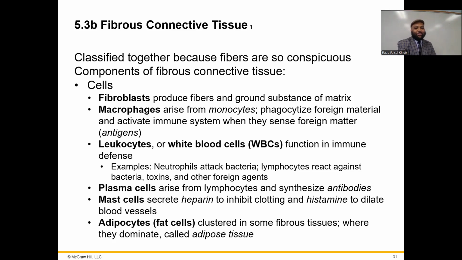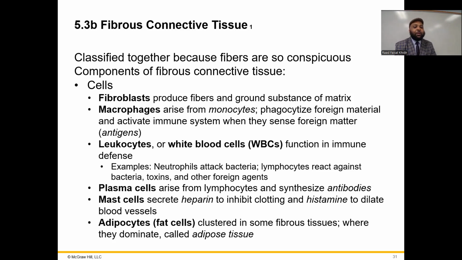So macrophages arise from monocytes and they phagocytize foreign material and they activate the immune system when they sense foreign matter, known as antigens.